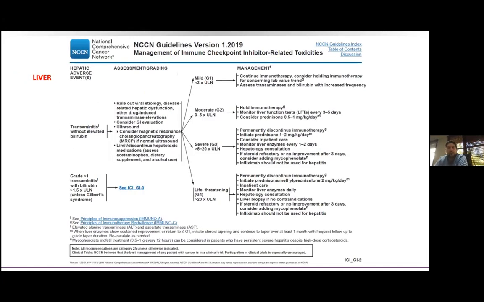In terms of your liver manifestations, grade 1, so less than 3 times the upper limit of normal, continue your immune therapy. But if the lab trend continues on an upward trajectory, you can consider holding. Moderate would be elevations of 3 to 5, severe 5 to 20, and life-threatening greater than 20. These patients can be considered to start steroids once they're at grade 2. MMF can be considered in severe cases, but infliximab is not used for patients with hepatitis.